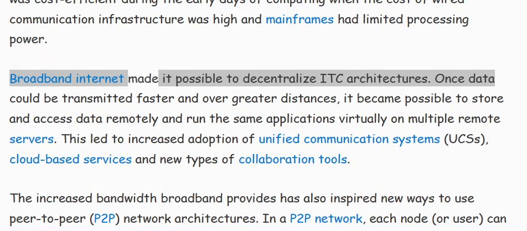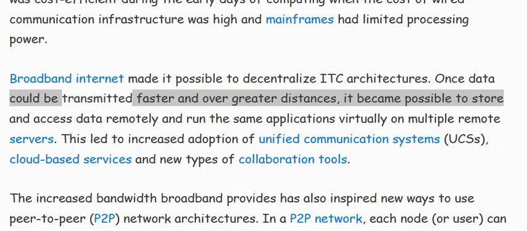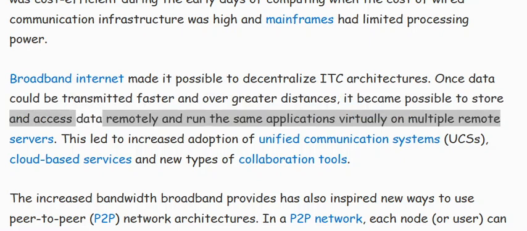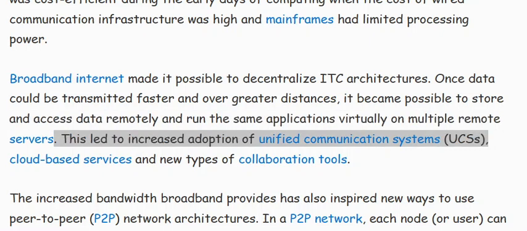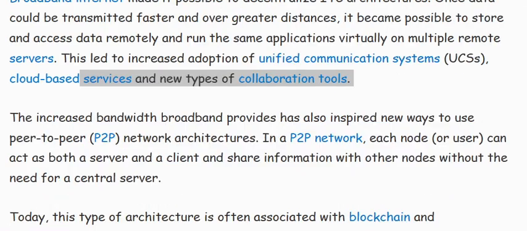Broadband Internet made it possible to decentralize ICT architectures. Once data could be transmitted faster and over greater distances, it became possible to store and access data remotely and run the same applications virtually on multiple remote servers. This led to increased adoption of unified communication systems, UCSs, cloud-based services and new types of collaboration tools.